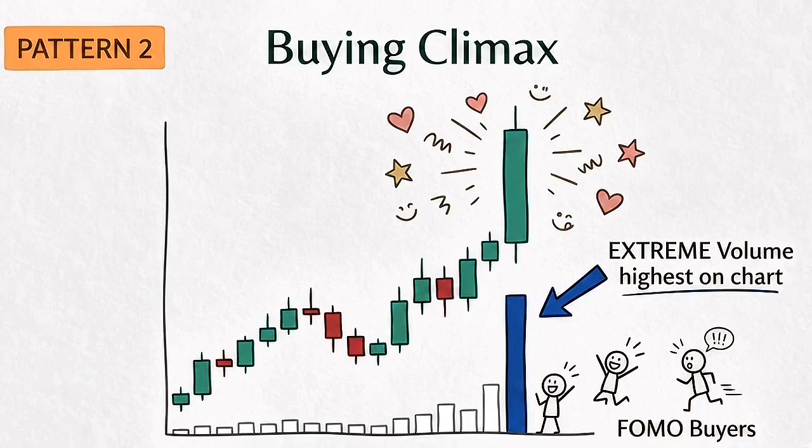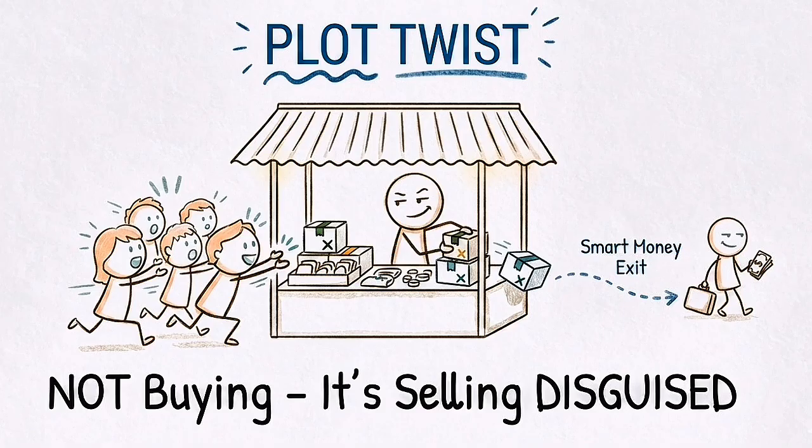Pattern 2, buying climax. Now imagine the opposite. Price has been going up for weeks. News is great, everyone is bullish. Retail traders are jumping in because they don't want to miss out. Then you see a huge green candle. Volume is extreme, the highest on the entire chart. To most traders, this looks like massive strength.